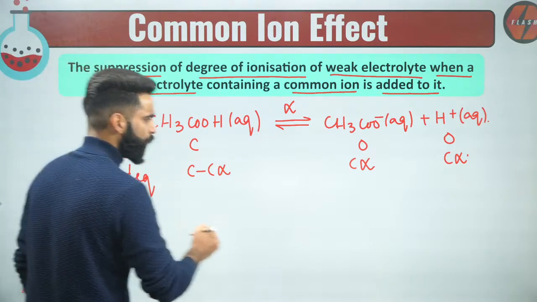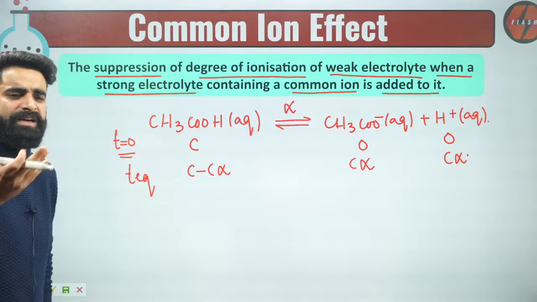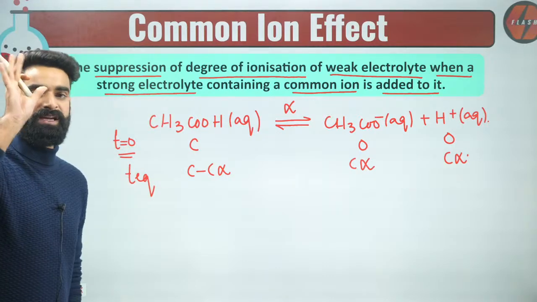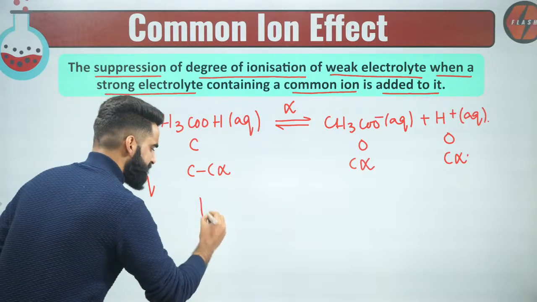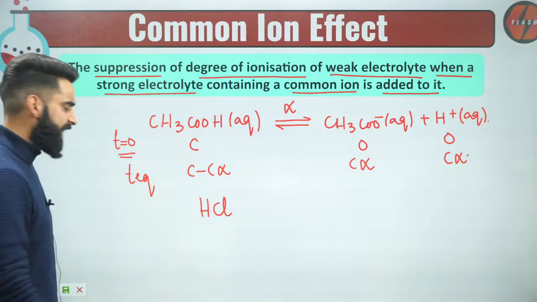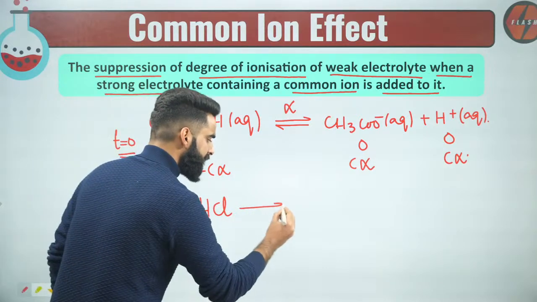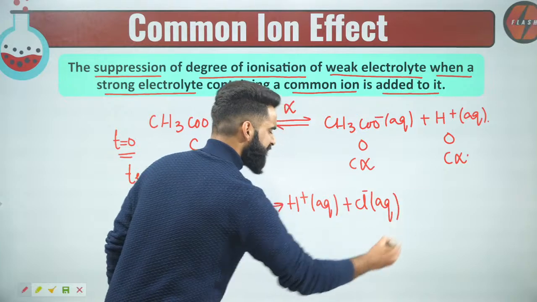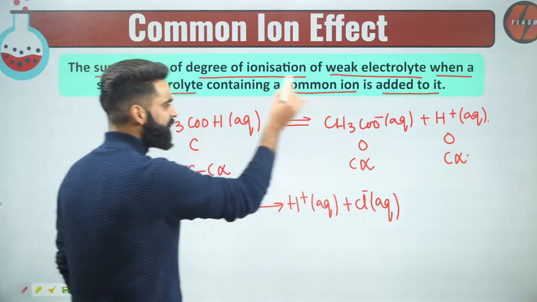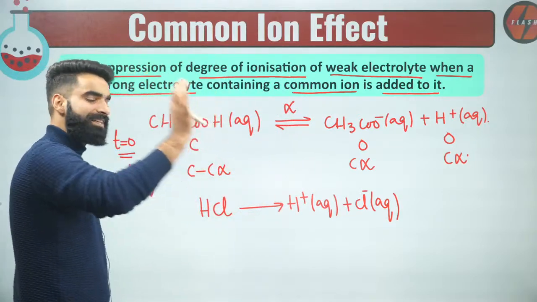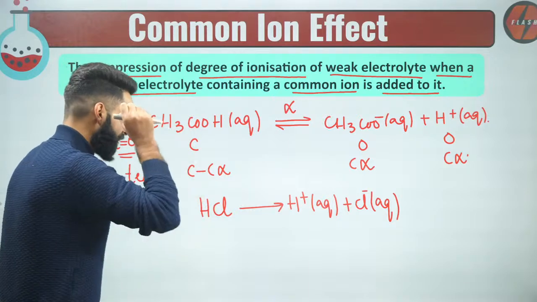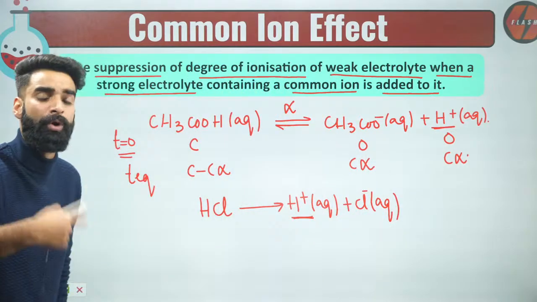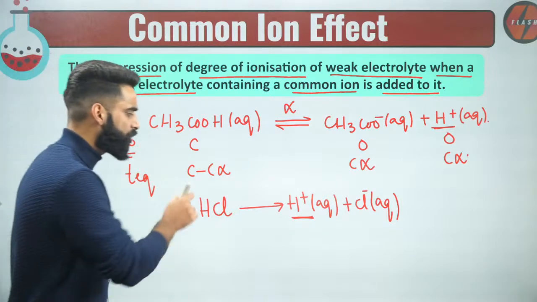Now, this reaction will be taking place in some container. In the same container, if I drop a strong electrolyte, for example HCl, which is considered a strong electrolyte, it will get completely dissociated into its ions. Its ions are H positive aqueous plus Cl negative aqueous. The condition is that this strong electrolyte and the weak electrolyte must have one ion in common. Then only the common ion effect is going to operate.